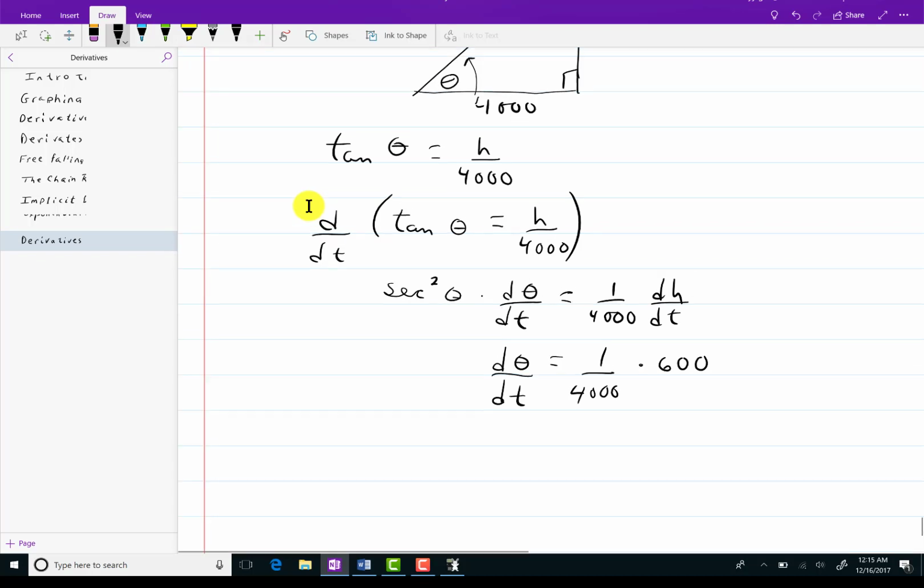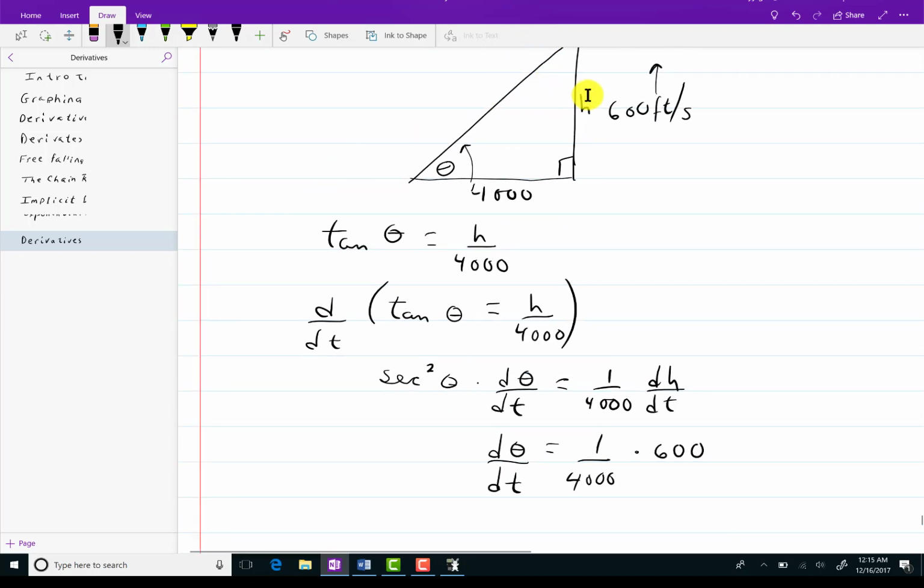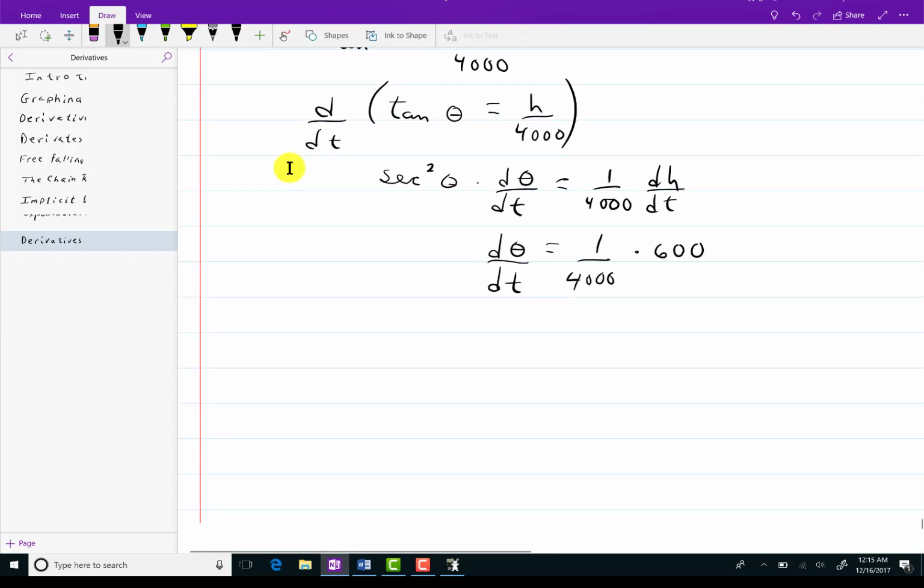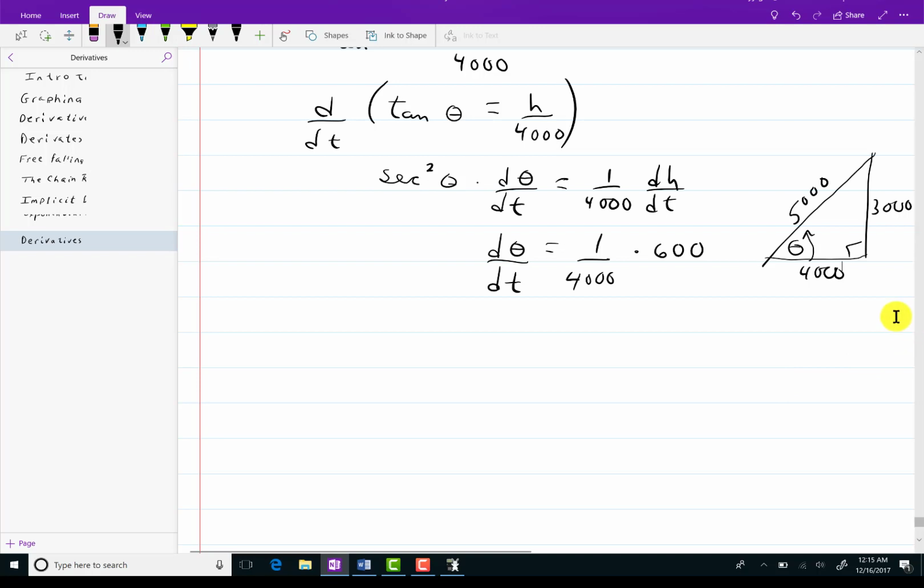Now, when h is 3,000, what kind of a picture do we have? When h is 3,000, let me put it down in here. So we have 3,000, 4,000. I had a teacher years ago that told me anytime you see this, you sort of rejoice because this side is automatically 5. You ever heard of the 3, 4, 5 triangle? Well, this is it, except it's in the thousands. So this will be 5,000. And there's theta. Secant of theta is hypotenuse over adjacent. So this will be 5,000 over 4,000 squared.